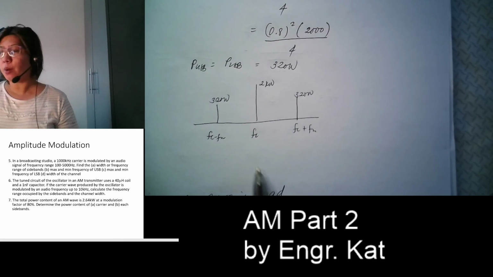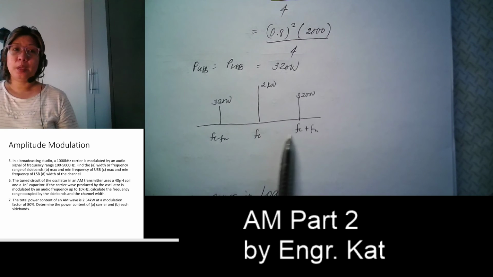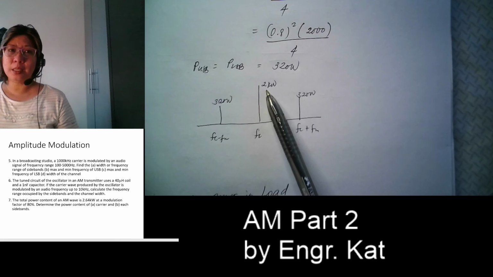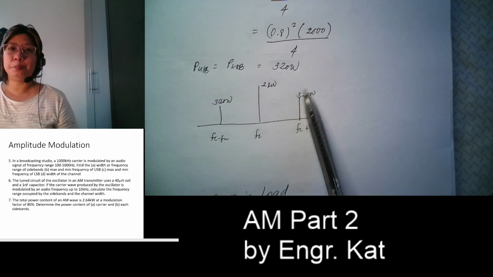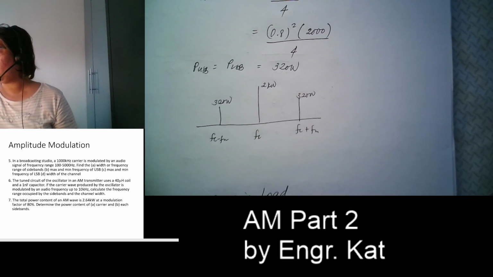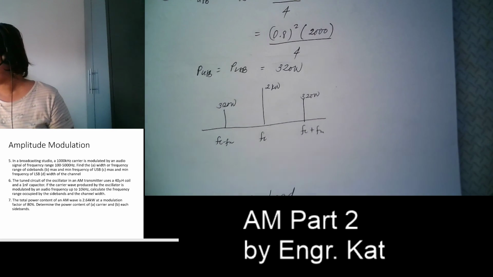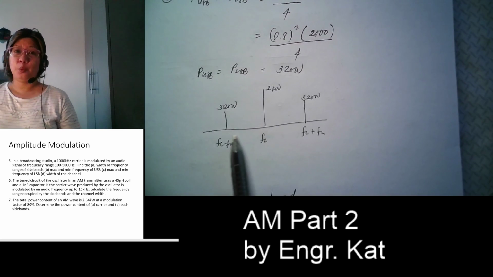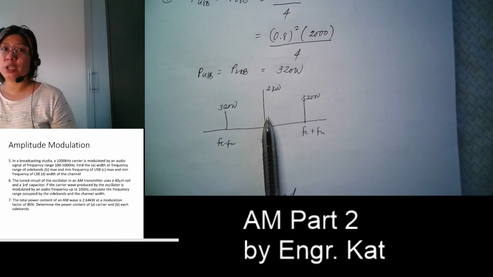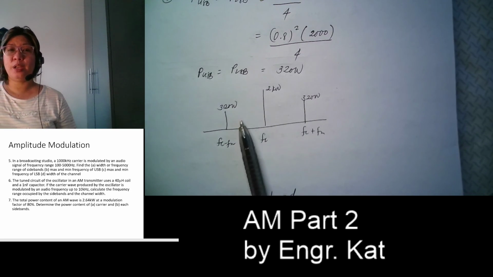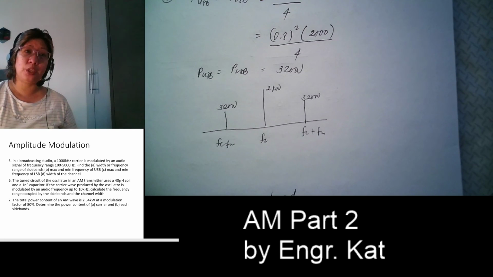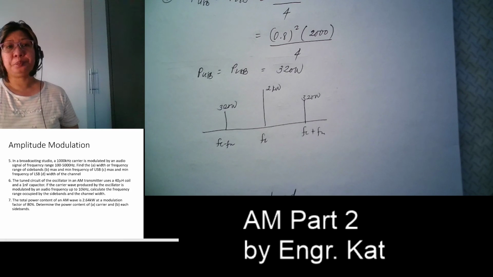Okay, so this is the power spectrum for the AM in our example. The carrier receives 2 kilowatts out of the total power, which is 2.64 kilowatts. And only 320 watts is within each sideband. So imagine, where is the information? Here is your information, and yet it receives a very, very small portion of the total power transmitted. Okay? But anyways, that's it.